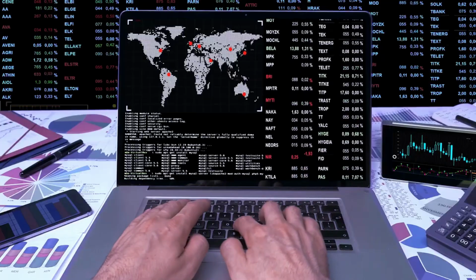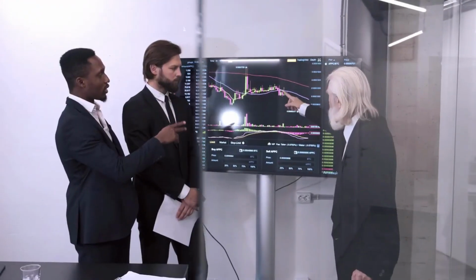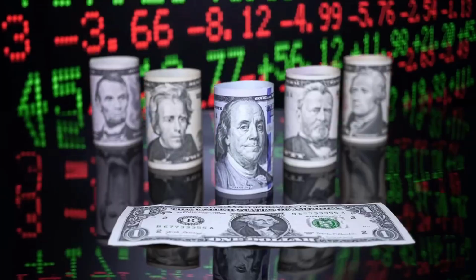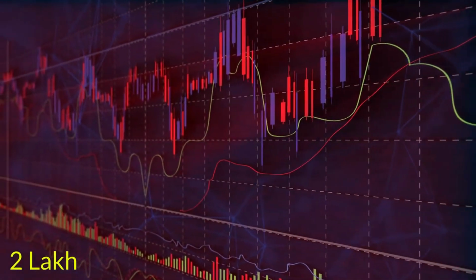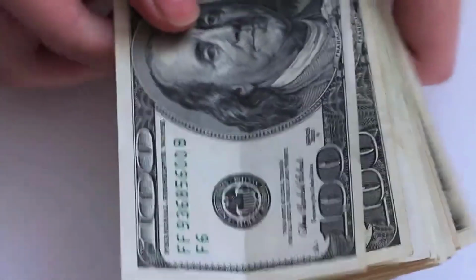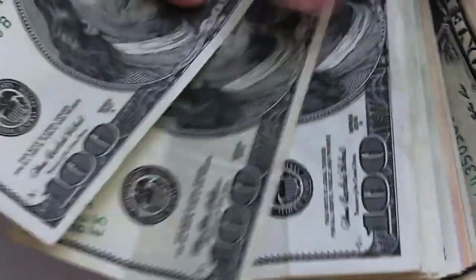Asset class diversification. Combine stocks with bonds, ETFs, and real estate investments. Real estate investment trusts, for example, offer steady income and long-term appreciation.